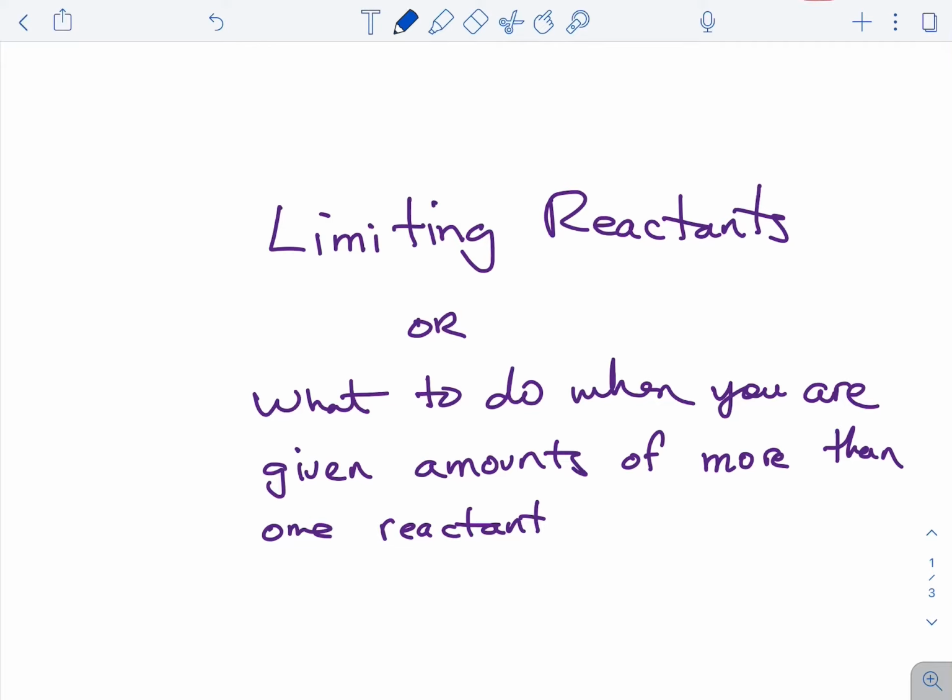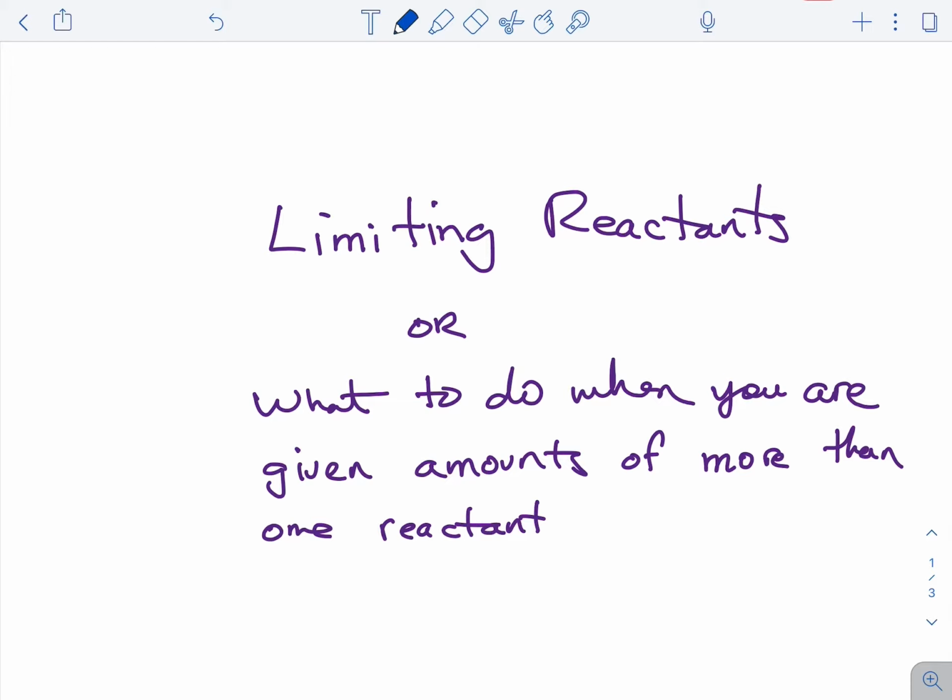Hi everyone. This video is going to go over the concept of limiting reactants, or what do you do when you're given the amounts of more than one reactant. So in our previous adventures in stoichiometry with reaction equations, we're usually given an amount of one reactant and then told the other reactant is present in excess. In other words, the one we're given is the one that's going to run out. That's going to determine how much is produced.